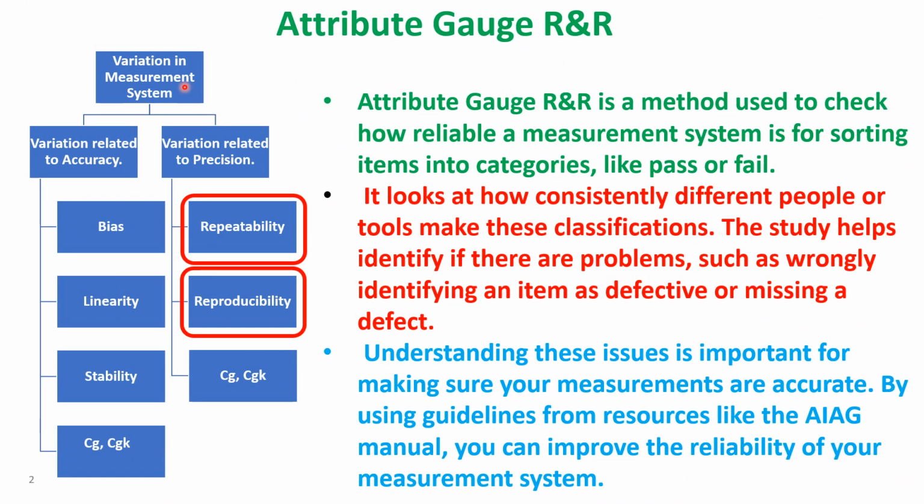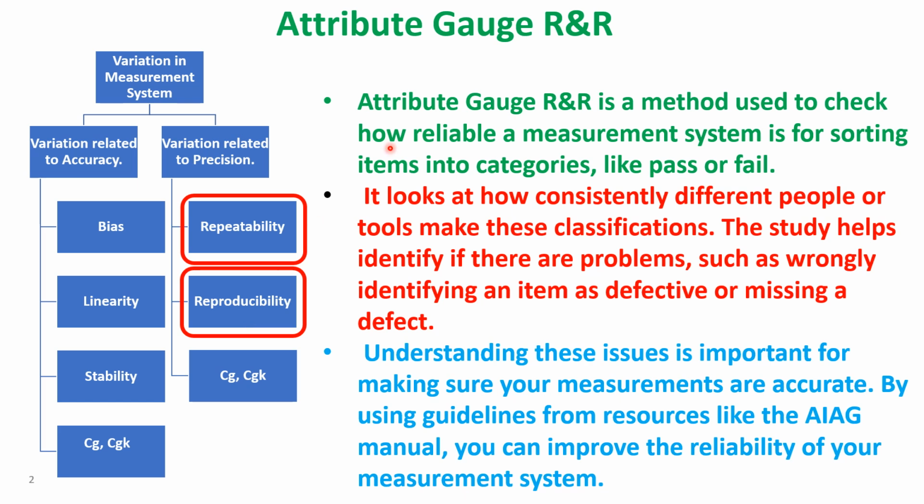First of all, variation in the measurement system. There are two kinds of measurement system variation. One is accuracy, second is precision. Accuracy study can be done by bias, linearity, stability, Cg, Cgk. And precision study can be done by Cg, Cgk, repeatability and reproducibility. Here we are going to see repeatability and reproducibility for attribute gauge R&R.